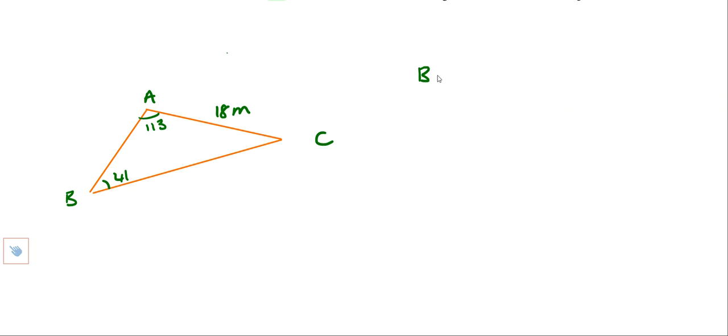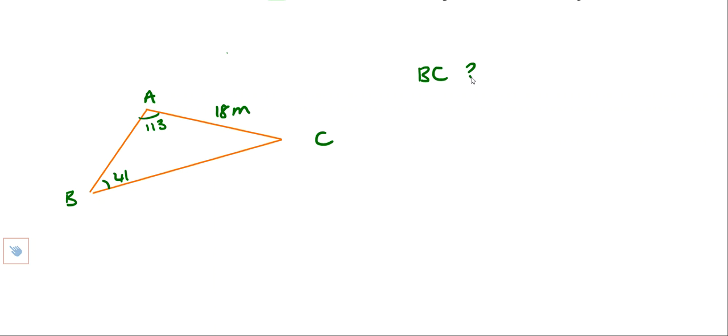What we're looking for is not just how to do it, but when would I know sine rule is the thing to use. Because quite often in questions, you have to use sine rule and cosine rule in the same question. So we've got 18 meters, that's 41, that's 13, and I am being asked to find BC.